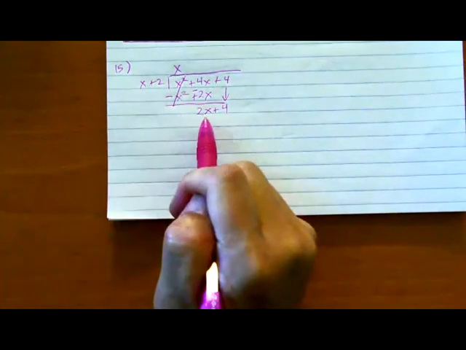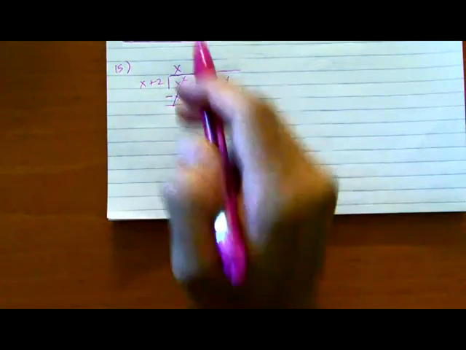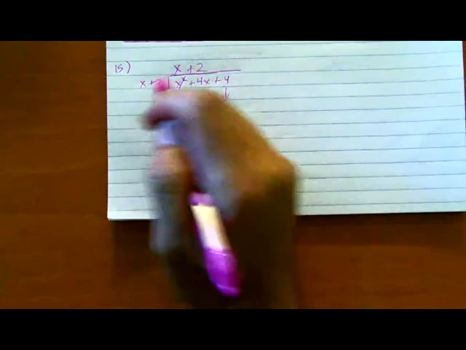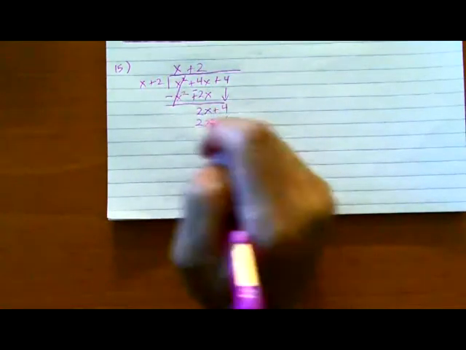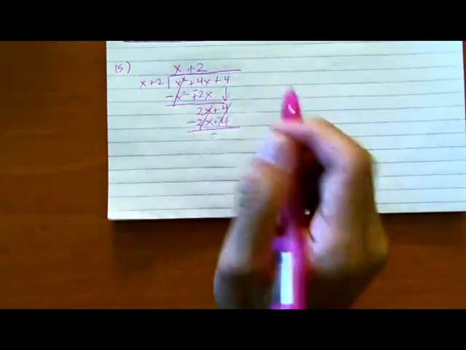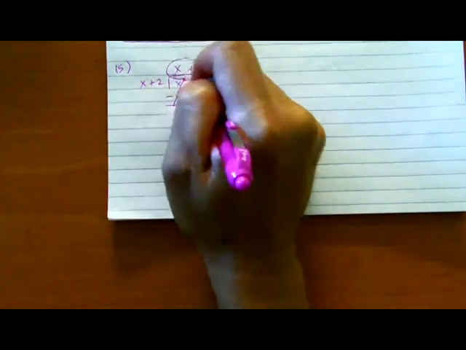Something times x is 2x. A positive 2. 2 times x is 2x. 2 times 2 is 4. We're going to subtract, so the signs change. That cancels, that cancels. That's it. This is your answer.